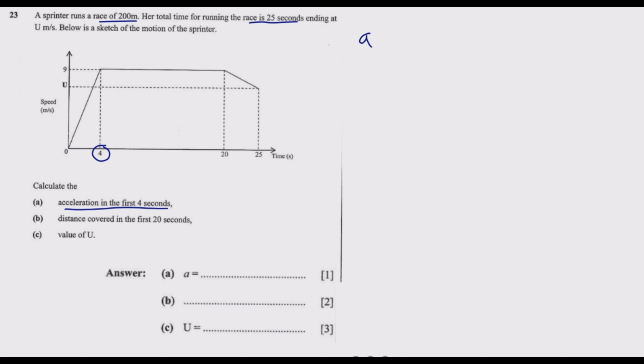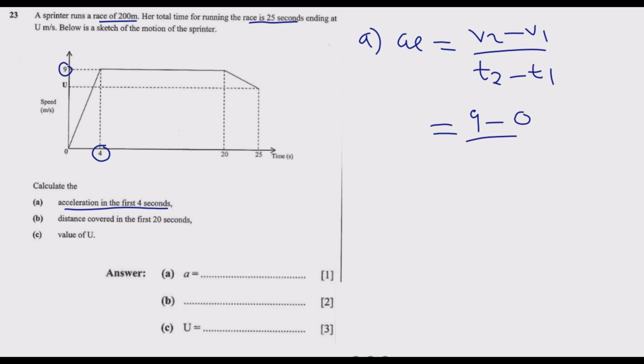So acceleration is given by final velocity minus initial velocity over final time minus initial time. In this case, at 4 seconds, the final velocity is 9. We are starting from rest, which is 0, over 4 minus 0, which is 9 over 4, which is 2.25 meters per second squared as the answer.